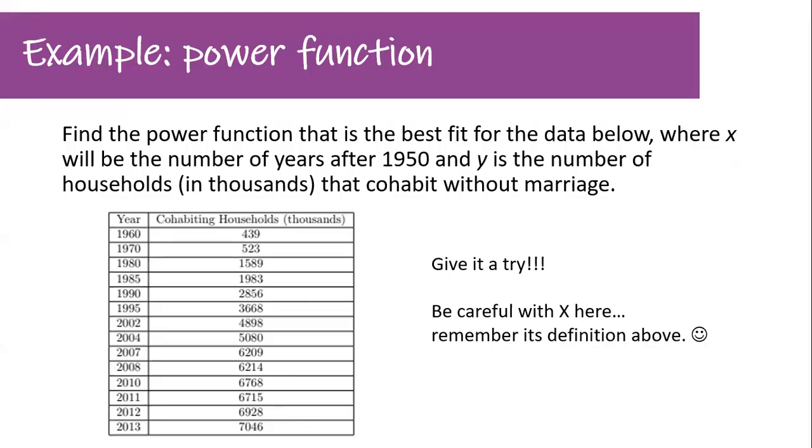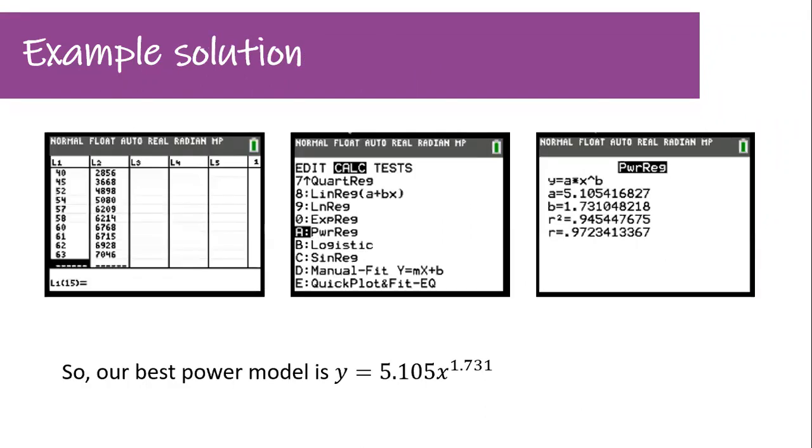Going back over here to our PowerPoint, we can see our output here, again, here for your reference. Here's our data input. Here's where we choose, and here's our output. So our best model is y equals 5.105x to the 1.731.